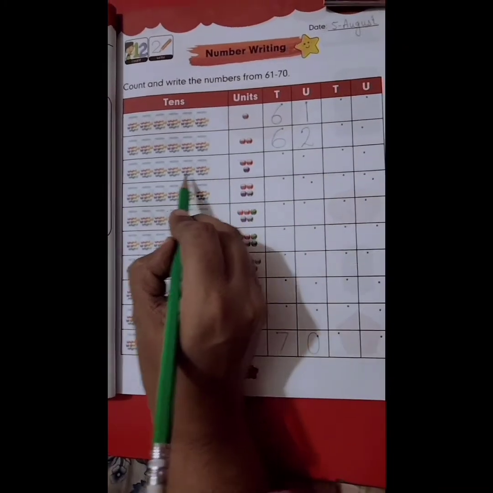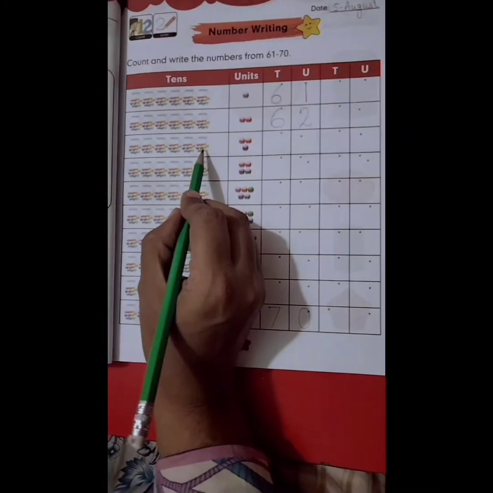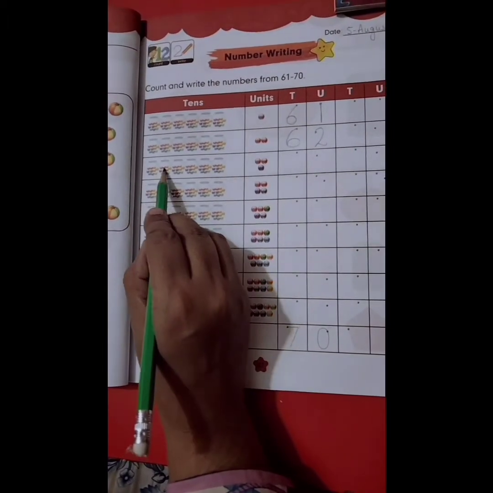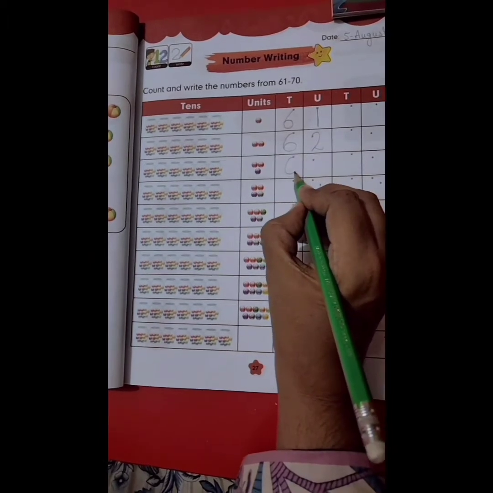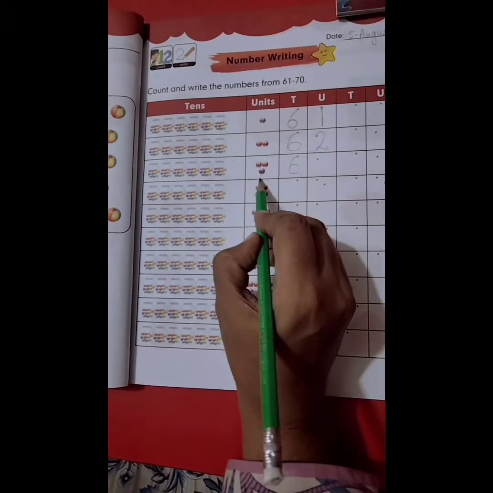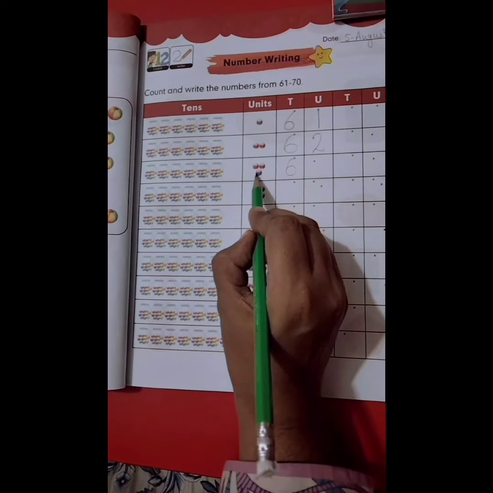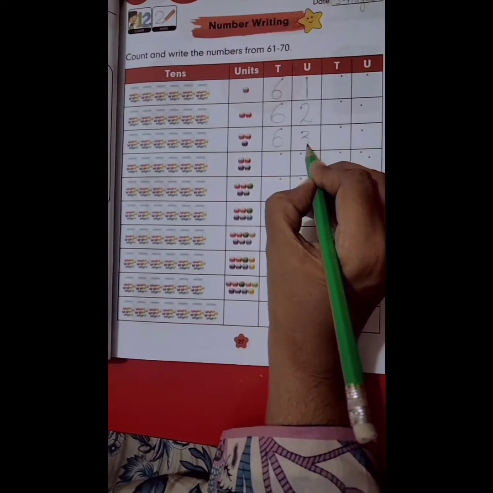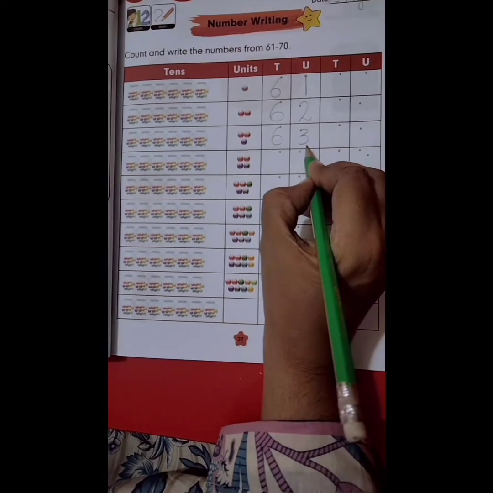How many jars are there in a tens column? Count it. 1, 2, 3, 4, 5, 6. So write here 6 in the tens column. How many units are there? 3. 1, 2, 3. So we have to write 3 in the units column. It becomes 63.